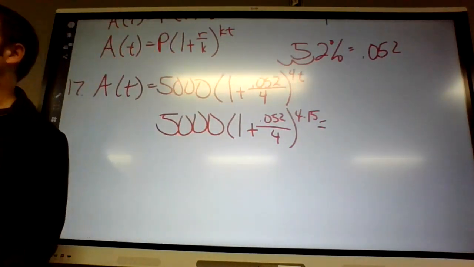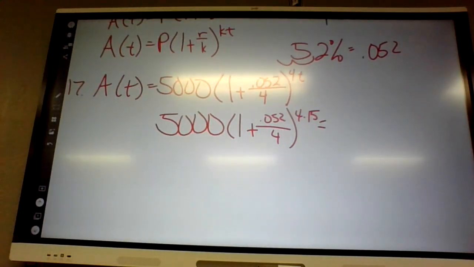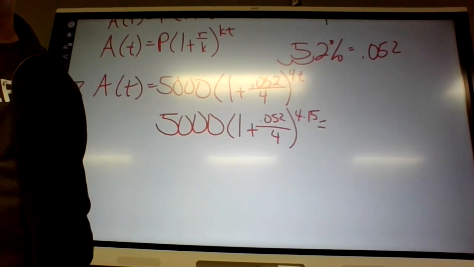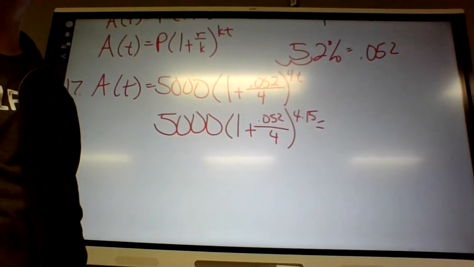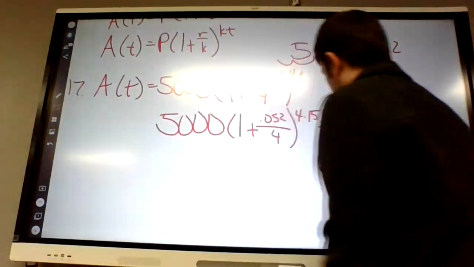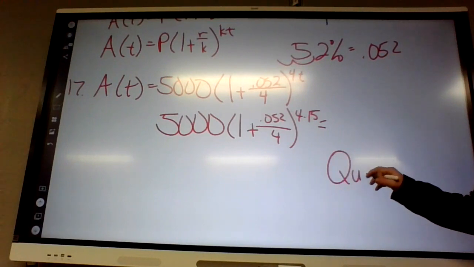What'd you say? Continuous? Yeah. It's the e thing. Oh, look at that, you guys. That's number 19. Quarterly means like 4 times a year.